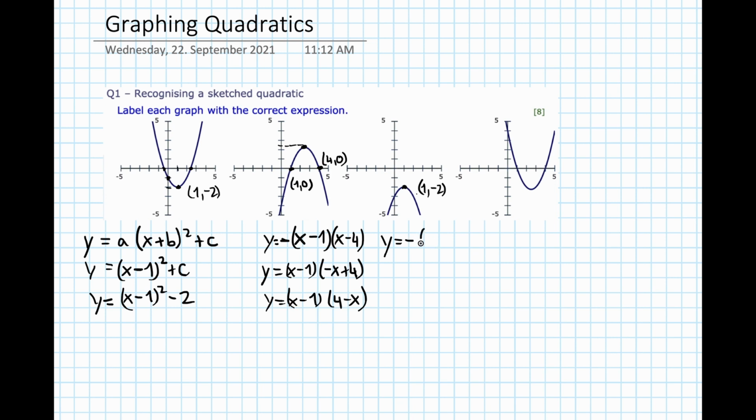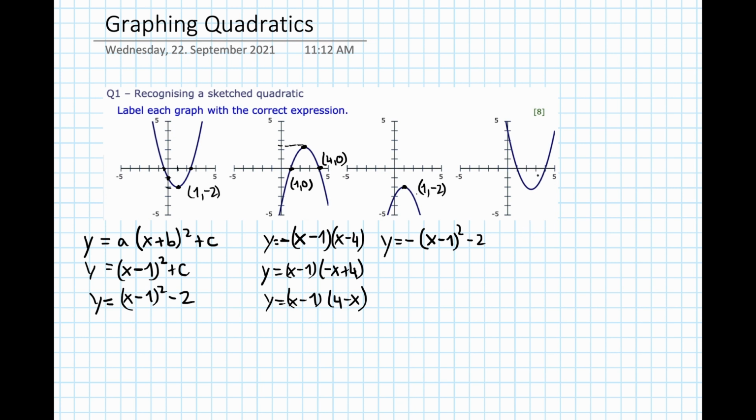So it'll be minus, and then x minus 1, because we shifted the parabola to the right, all squared, and then minus 2, because we shifted it down on the vertical axis by 2. And that's your final form.